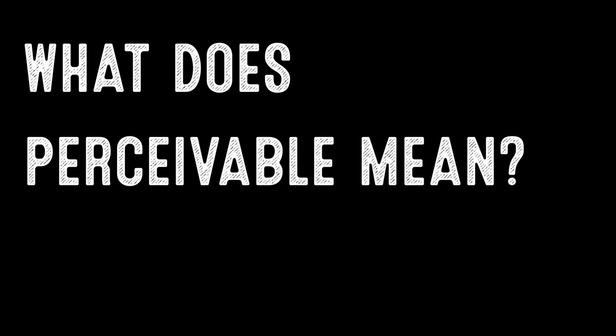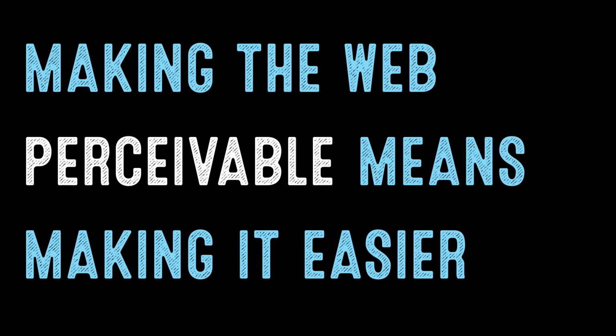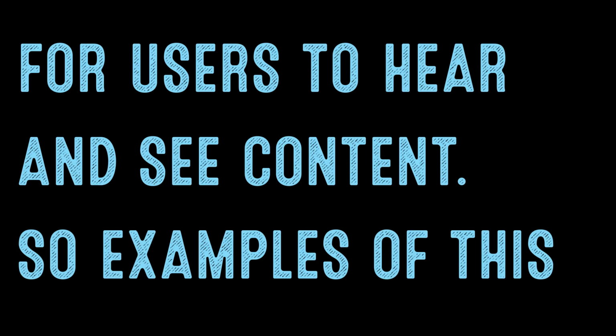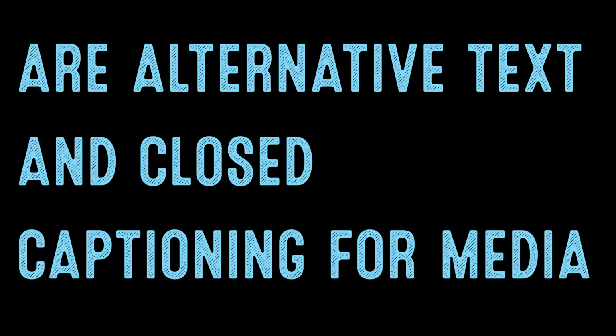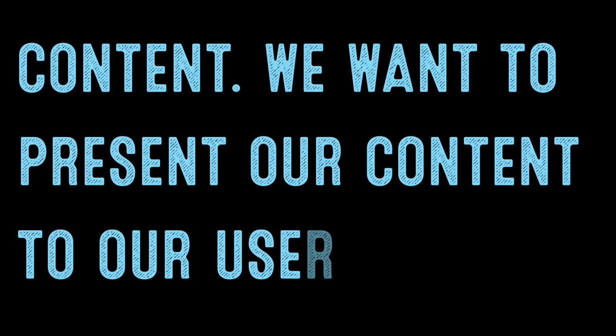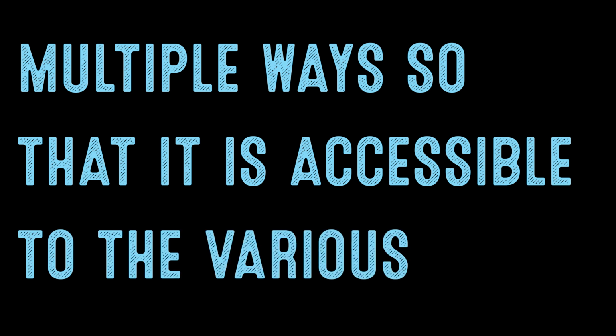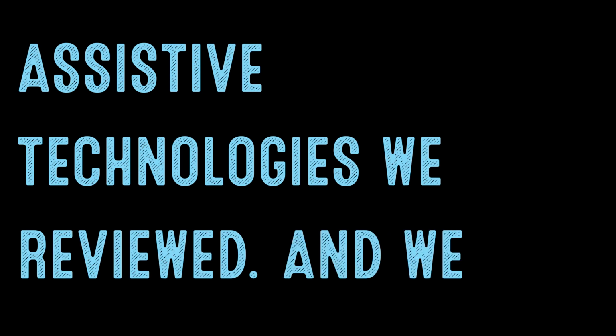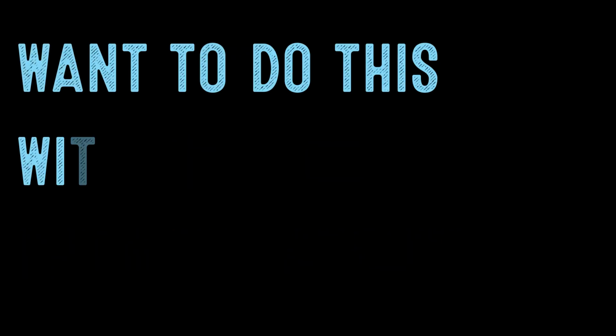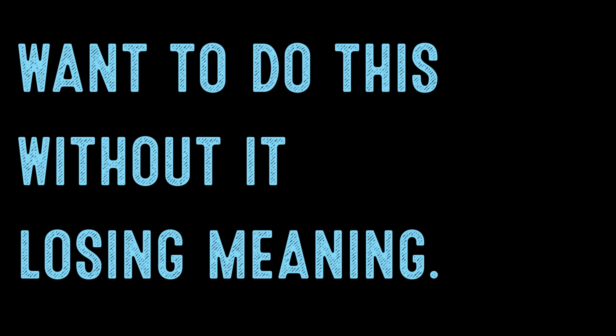What does perceivable mean? Making the web perceivable means making it easier for users to hear and see your content. So examples of this are alternative text, closed captioning for media content. We want to present our content to our users in multiple ways so that it is accessible to the various assistive technologies we reviewed. And we want to do this without losing meaning.